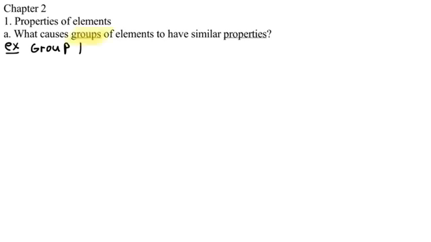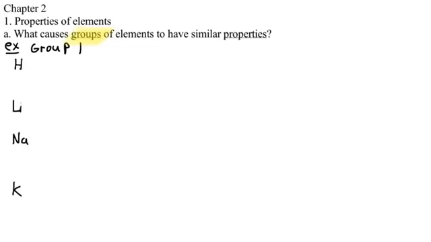So a group of elements is a column, up and down, vertical on the periodic table of elements that have similar properties. So group 1, if you've taken chemistry before, you've seen this. If not, I'll find a video for you. It's pretty spiffy. It's one of my favorite things to do in class.